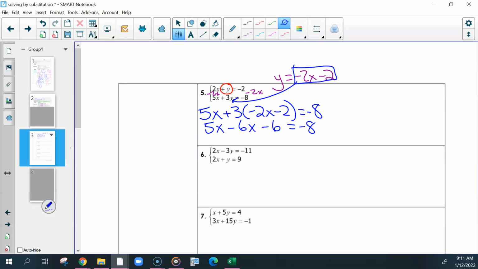When we combine our like terms, this would give us -x minus 6 equals -8. Add 6 to the other side. So we have -x equals -2. And divide both sides by -1.